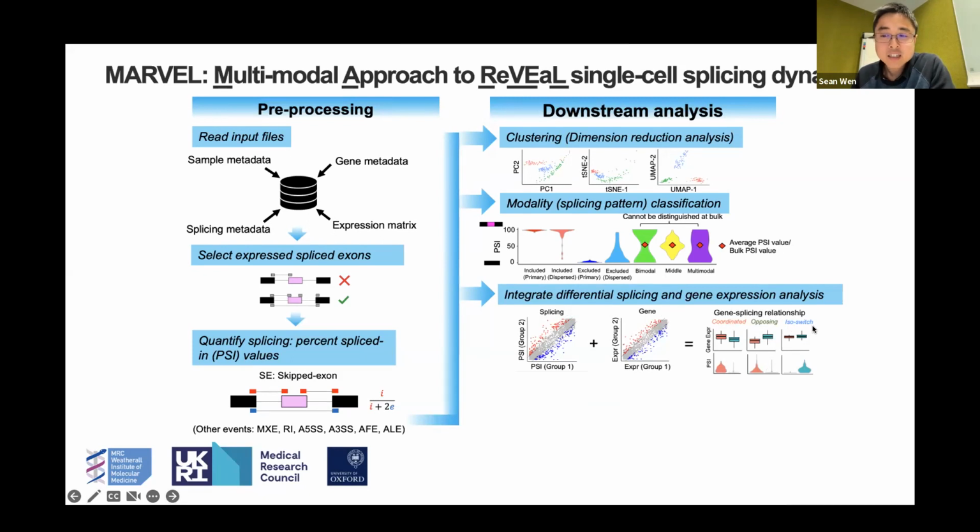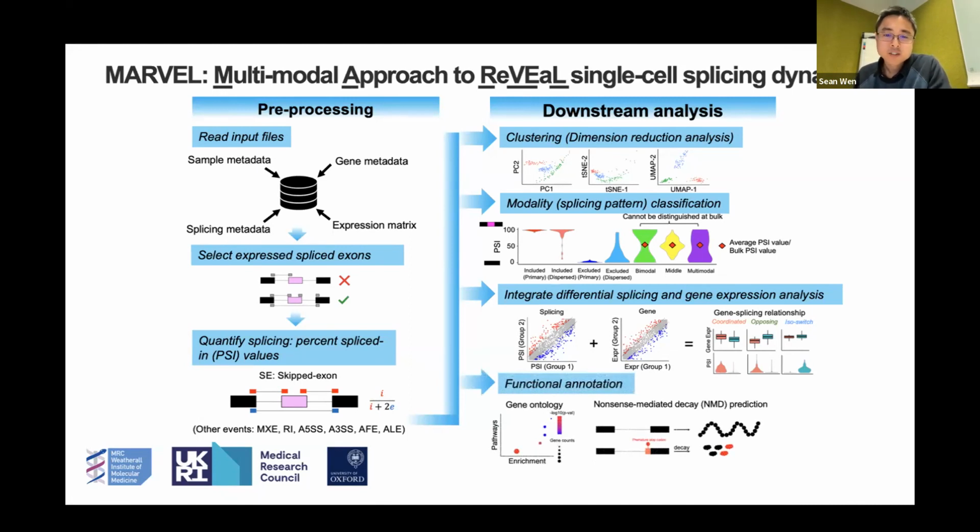And finally, the third category is called isoform switching. Isoform switching is where there are no changes in gene expression values between two cell groups, but there is an obvious change in splicing pattern. So this is something that we can only pick up at the splicing level, but not at the gene expression level.